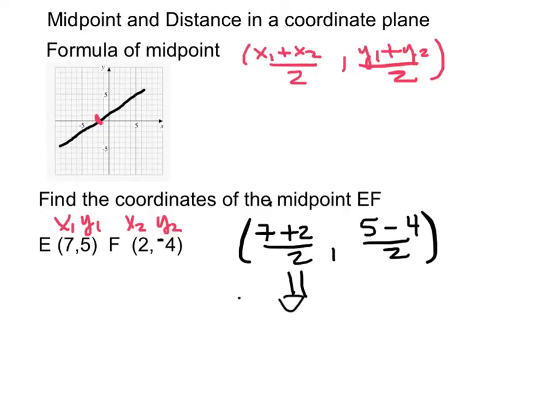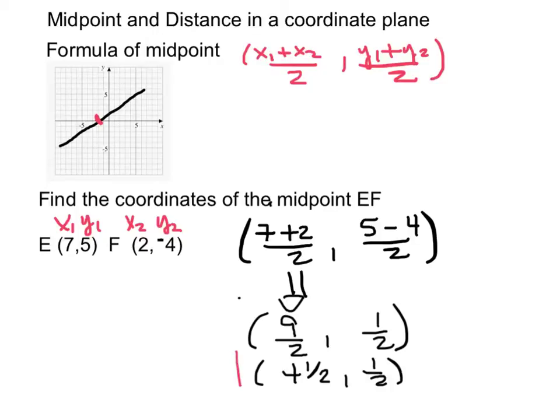If we add this one, we get 9 over 2, and in this one we get 1/2. It means that this is 4.5 and 1/2. And that is my final answer. Midpoint.